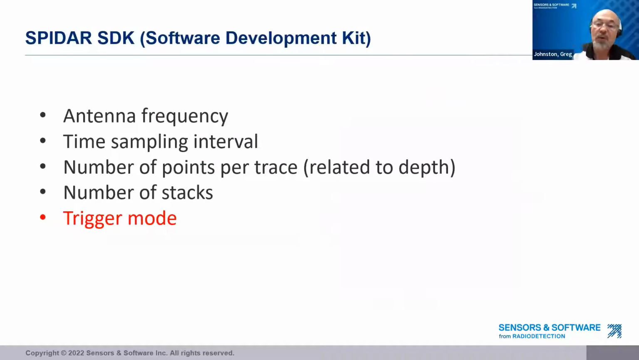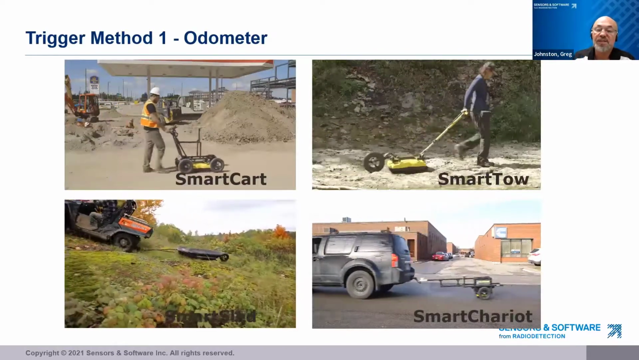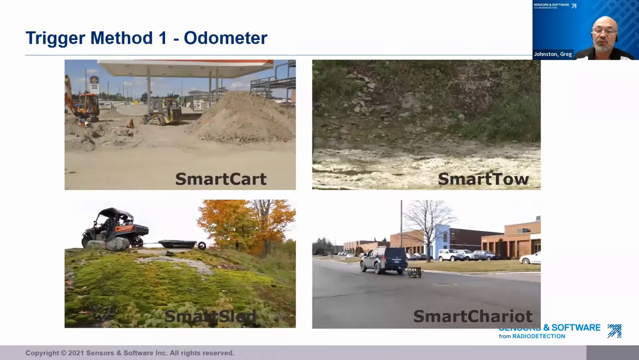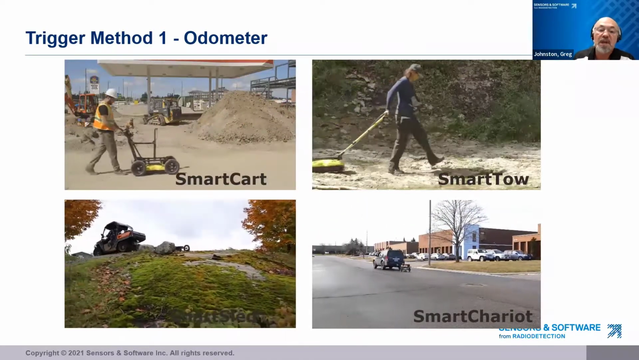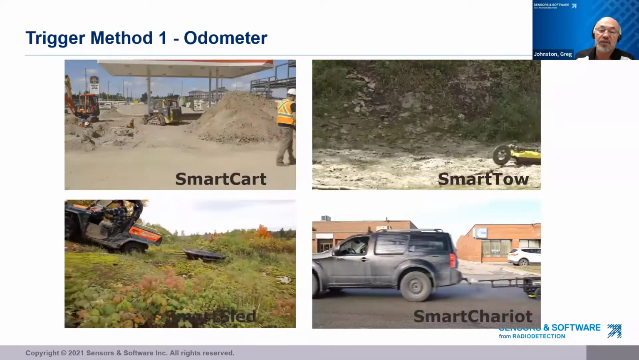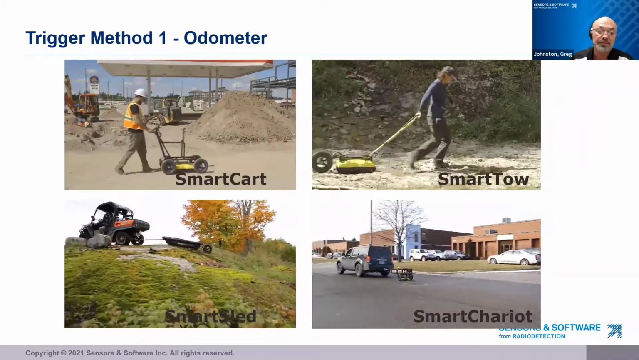All right, the last setting I want to talk about is the trigger mode. This is all about how do I tell the GPR system to collect data? Well, there's 2 ways. The first is using an odometer wheel to send a triggering pulse to the GPR system after that wheel has rolled the desired distance. Here are 4 examples of GPR configurations that use odometers to trigger the GPR system to collect data at equal intervals.